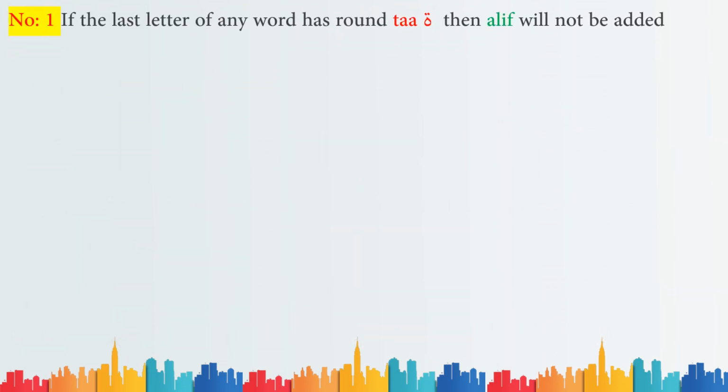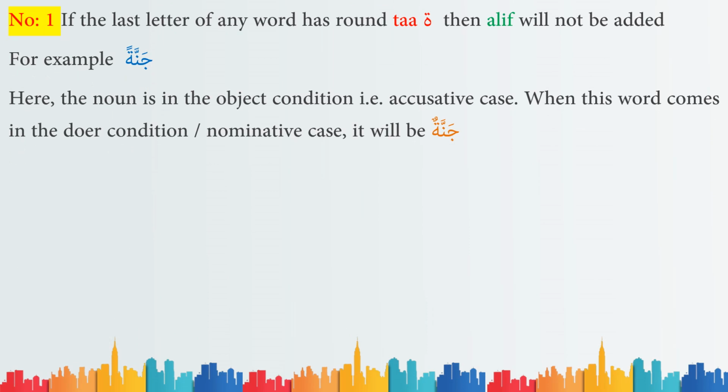Number 1, if the last letter of any word has round ta, then alif will not be added. For example, jannatan. Here, the noun is in the object condition, that is accusative case, halate maf'uli. When this word comes in the doer condition or nominative case, halate fa'ili, it will be jannatun.